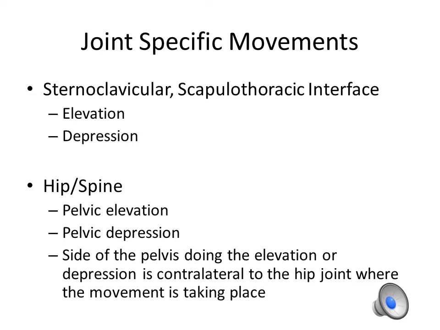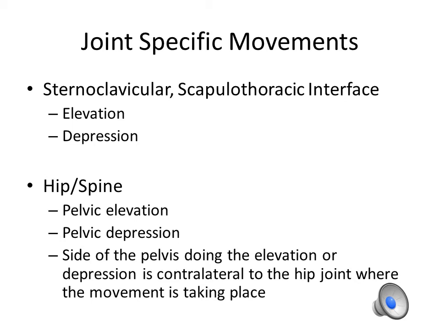Elevation of the scapula at the scapulothoracic interface is superior movement of the scapula on the thorax, similar to shrugging your shoulders. Depression of the scapulothoracic interface would be inferior movement of the scapula on the thorax, or the return movement of the shoulder.